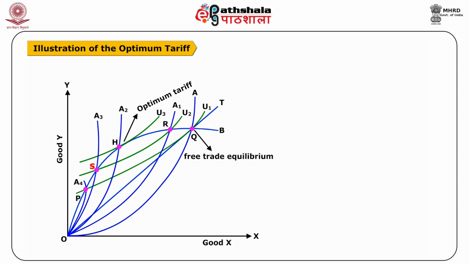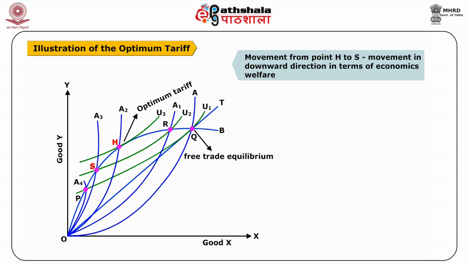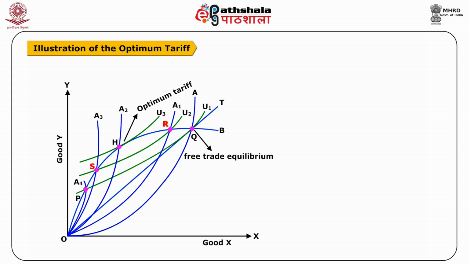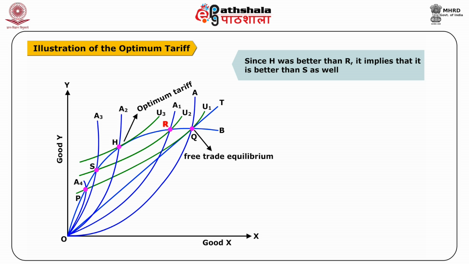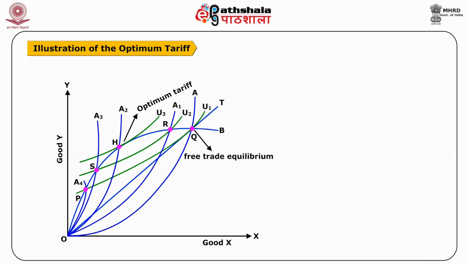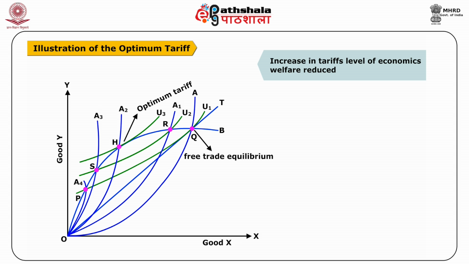But S lies on the lower trade indifference curve U2 as compared to H, which lies on the higher trade indifference curve U3. Therefore, the movement from point H to S is a movement in the downward direction in terms of economic welfare. Both S and R lie on the same lower indifference curve. Since H was better than R, it implies that it is better than S as well. So, with further increase in the tariffs, the level of economic welfare will be reduced.